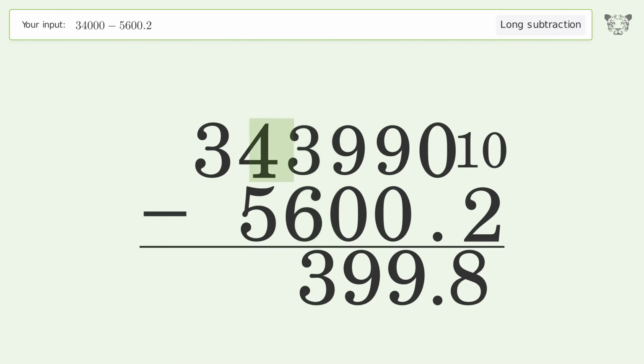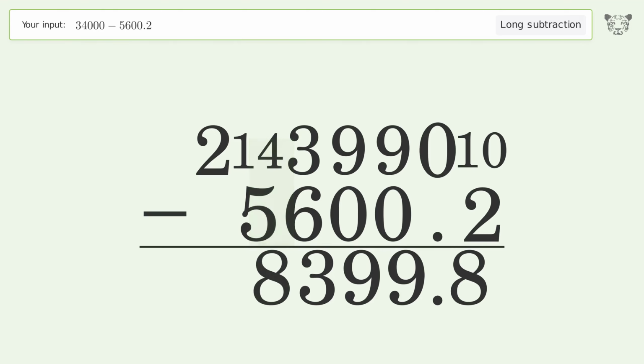Because the upper digit, 3, in the thousands column is too small to get a positive difference, borrow 1 from the digit, 3, in the next number place which becomes 2, and get 13. 14 minus 5 equals 8. Write 2 in the 10,000s place. And so the final result is 28,399.8.